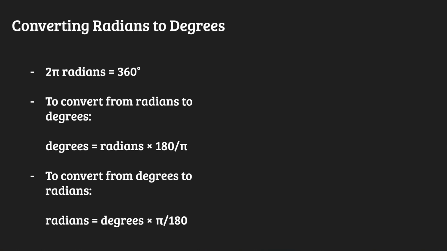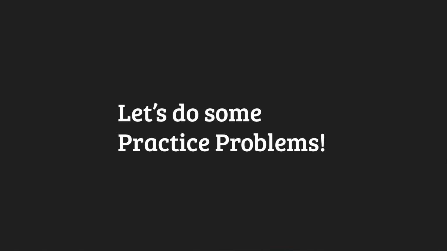Now let's talk about converting radians to degrees. We know that 2 pi radians is equal to 360 degrees. So to convert radians to degrees, we use the formula degrees is equal to radians times 180 divided by pi. Similarly, to convert degrees to radians, we use the formula radians is equal to degrees times pi divided by 180. Alright, let's put this into practice with a few examples.